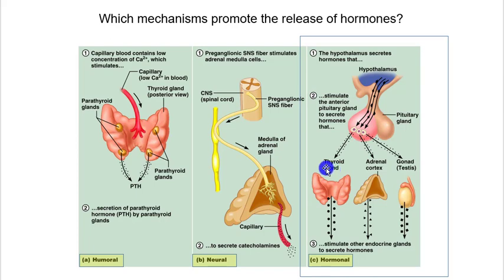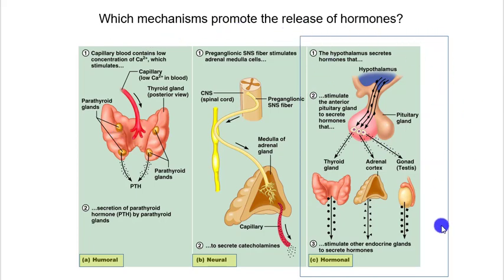What's the point? How does a thyroid gland know to release thyroid hormone? A hormone tells it to. How does the adrenal gland know to release a hormone? The nervous system tells it to. How does the parathyroid gland know to release a hormone? Well, it tells itself based on measurements of stuff inside the blood. Okay, so these are the three mechanisms.